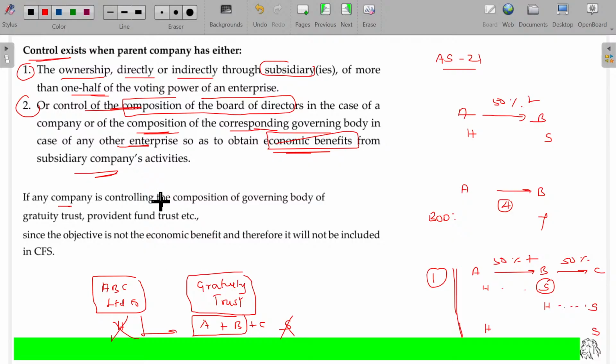If any company is controlling the composition of the governing body of a gratuity trust, provident fund trustee, etc., it is not considered, since the objective is not economic benefit, and therefore it will not be included in CFS. That will not be included in CFS. Hope now you will be able to understand this one. Clear? Now let's move on to the next one.